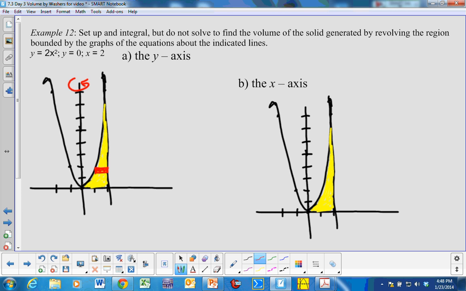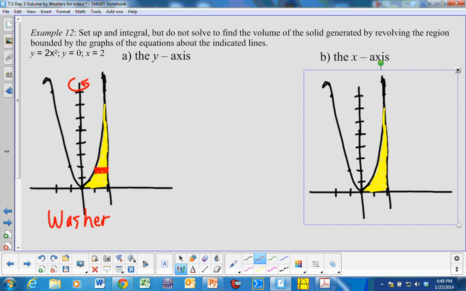Now, for this one, it's not touching the y-axis, which means that as I revolve it around, there's going to have to be a hole in the center of this. Basically, where that parabola is going to cut out a parabolic sort of shaped hole there. So this is going to be the washer method. So for the washer method, we need to find an outer radius and an inner radius.